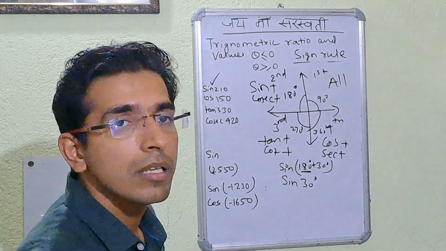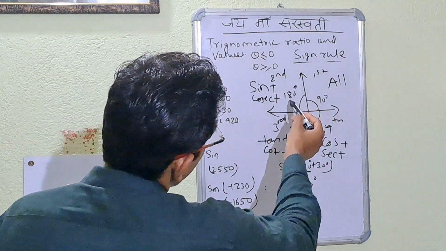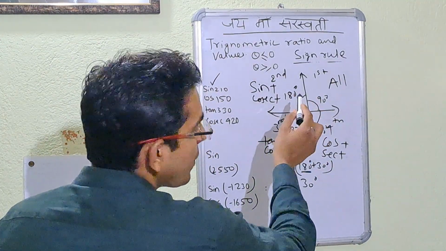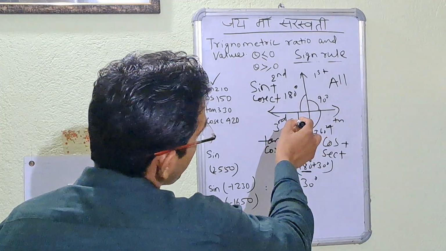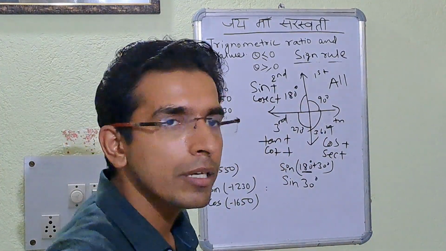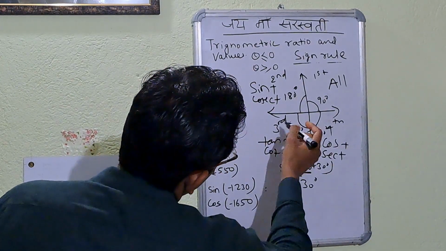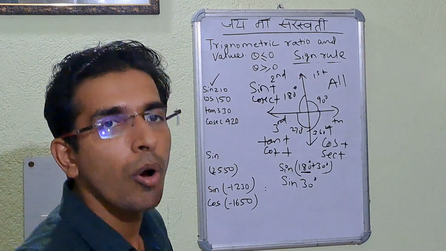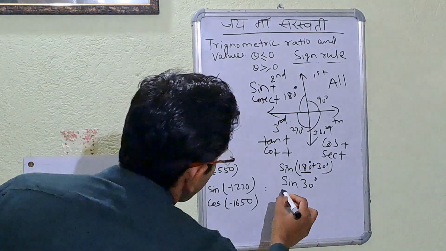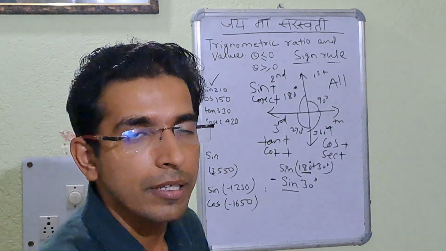If any angle crosses 180 degree, beyond this is the third quadrant, from 181 degree to 270 degree. So it is coming in the third quadrant. In the third quadrant only tan and cot will be positive. Here it is sine, so we have to give a negative sign. So minus sine 30 degree.